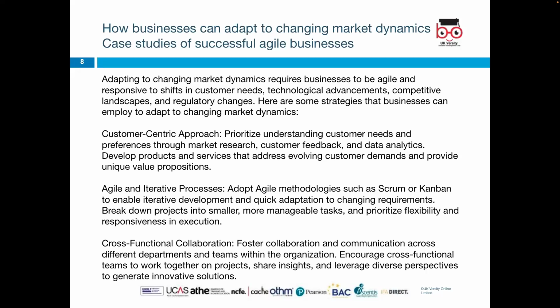Agile iterative process. Adopt agile methodology such as Scrum or Kanban to enable iterative development and quick adaptation to changing requirements. Break down projects into smaller, more manageable tasks and prioritize flexibility and responsiveness in execution. The main point of this is for us to just break down activities, and we should be able to adapt quickly to the task changing requirements.